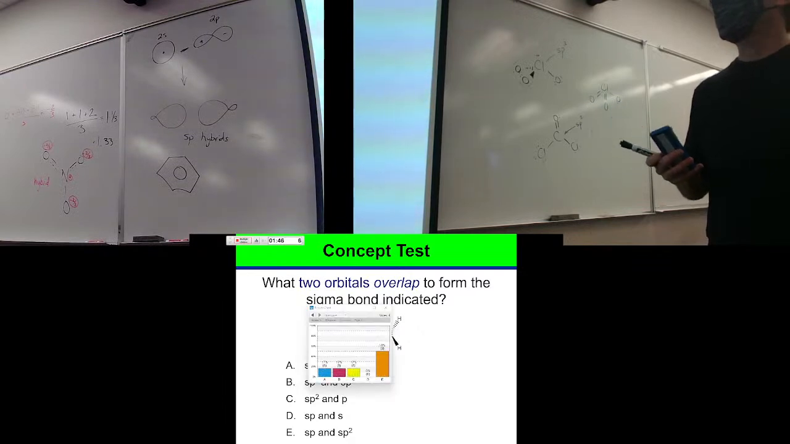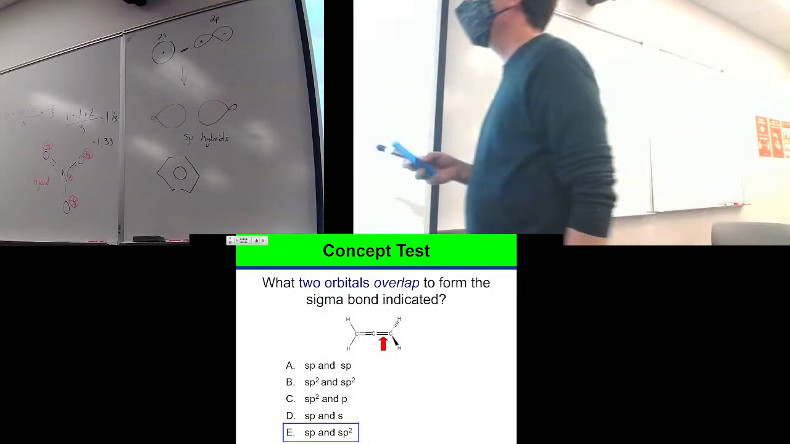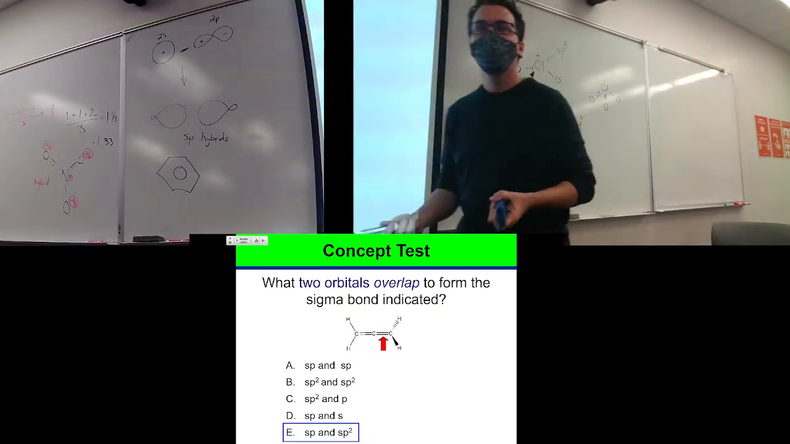Okay, so all over the place. So the answer is E. Majority rules in this case. Look at the shapes. So around the central carbon, 1, 2 groups of electrons. That's linear. Linear is sp hybridization. Around this carbon, 1, 2, 3 groups. 3 groups is trigonal planar. Trigonal planar is sp2. So sp from this carbon, sp2 from this carbon will make the sigma bond.